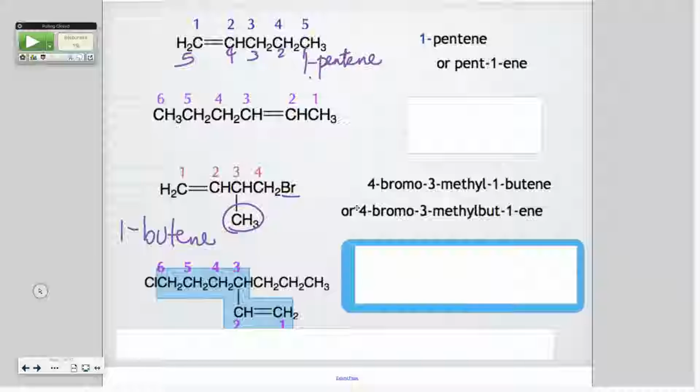You don't say the hyphens. You would say it as 4-bromo 3-methyl 1-butene, but I want to make sure you put them in. Or you could do 4-bromo 3-methyl but-1-ene. So on the homework, you can do either one. It doesn't matter. That's why I said I did it all the ways. It will take it no matter which way you want to use.